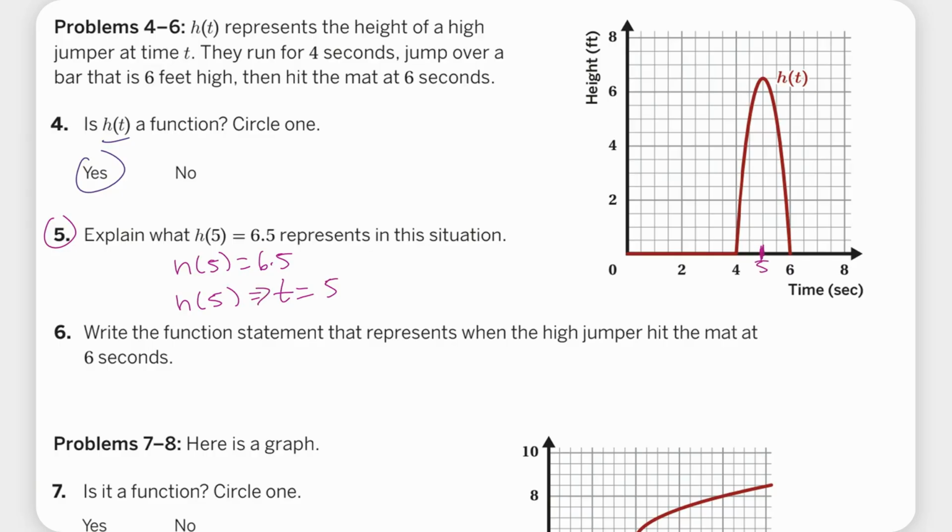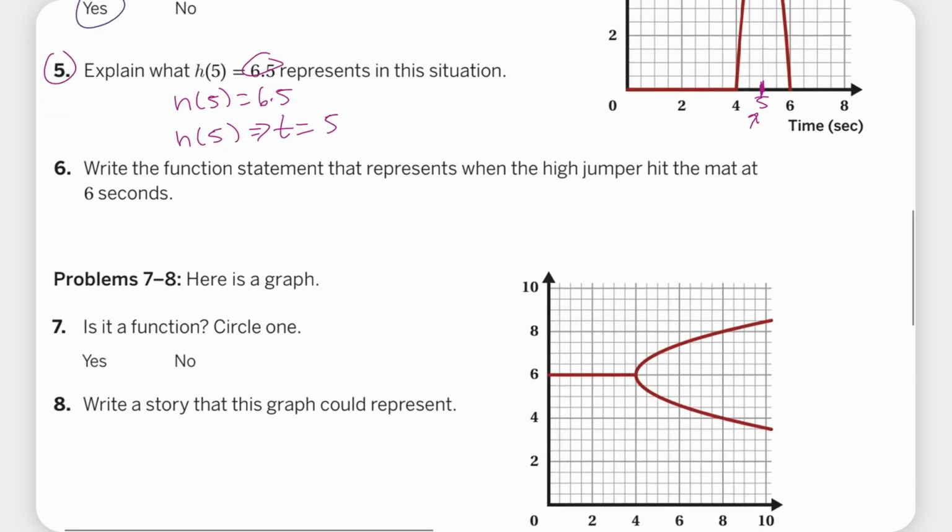And in this situation, it says that the y value is at 6.5. That's this point at the top here. And what does that represent? Well, it's saying that at 5 seconds, that is when the jumper is at its highest point. So the bar was 6 feet high, and it tells us that we made it over the bar because they jumped to a height of 6.5. Was that feet, maybe? Yeah, feet.